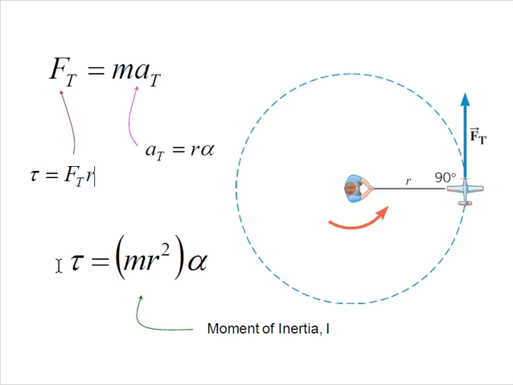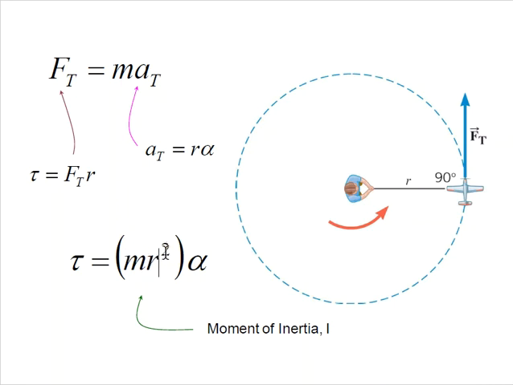And so we're going to end up with the torque is equal to this quantity here, mr squared, times the angular acceleration. This quantity here, in parentheses, is called the moment of inertia. I want you to think of this as the rotational equivalent of mass. It does have a mass in it, but it also deals with the distribution of mass.